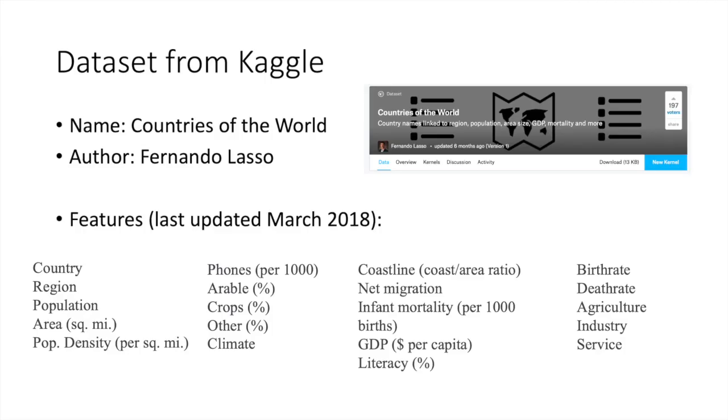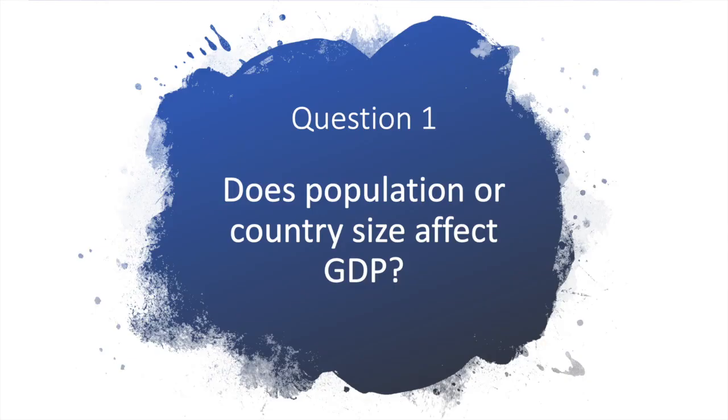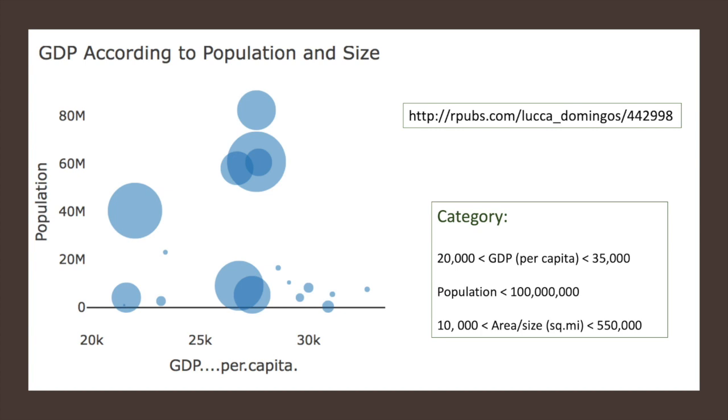So the data set is from Kaggle, and it's also called Countries of the World, and it contains interesting features such as each country's size, population density, climate, and other interesting factors, as you guys can see. And the questions I got from it were, does population or country size affect GDP? And so I created this interesting graph which shows population versus GDP per capita and country sizes.